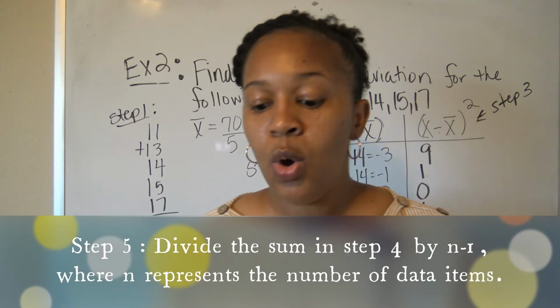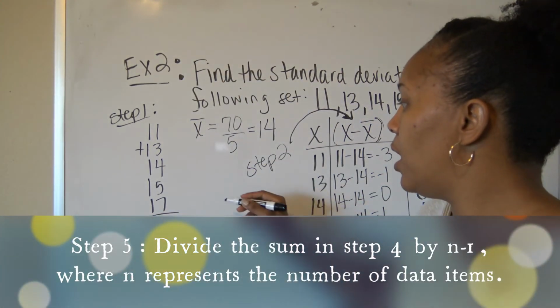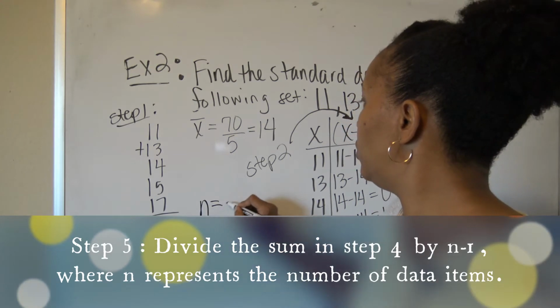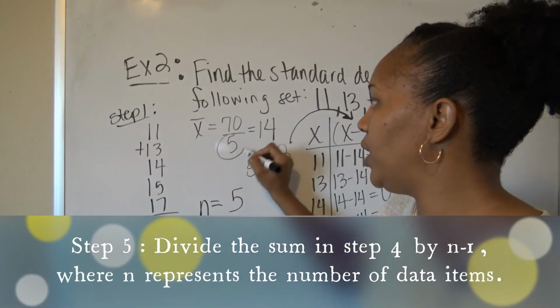Alrighty, now for step 5, we want to divide the sum in step 4 by n minus 1. Where n represents the number of items in the data set. So in this case, our n is equal to 5 because we have 1, 2, 3, 4, 5. It's the same thing we divided by here.